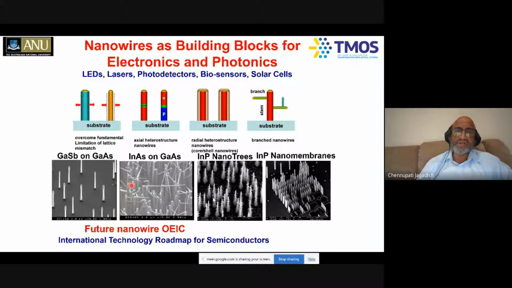Some of these are results from my own laboratory, where we have shown that gallium antimonide can be grown on top of gallium arsenide. Despite large lattice mismatch, you can get atomically perfect gallium antimonide, which is a very important material for infrared applications. You can also create branched nanowires of indium arsenide on top of gallium arsenide, which could be used as cantilevers and scanning probes. We have also demonstrated nano trees of indium phosphide, which is very good for energy harvesting applications, particularly hydrogen generation, which I will come back to.